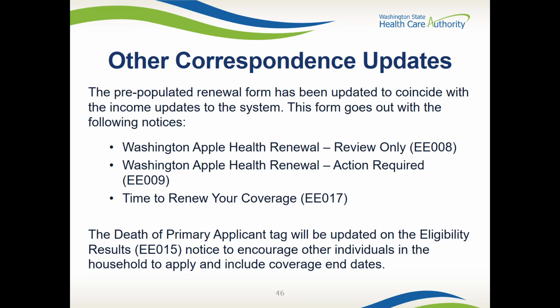The pre-populated renewal form has been updated to coincide with the income updates to the system. This form goes out with the following notices: Washington Apple Health Renewal, Review Only; Washington Apple Health Renewal, Action Required; and Time to renew your coverage. The death of primary applicant tag will be updated on the eligibility results notice to encourage other individuals in the household to apply and include coverage end dates.